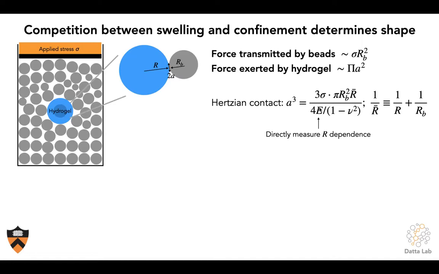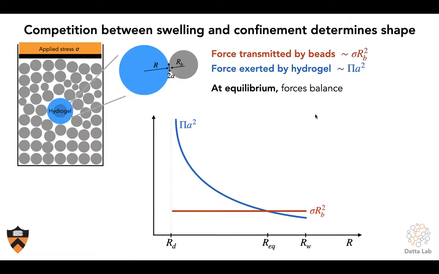Long story short, as the hydrogel swells, it's pushing on the matrix surrounding it. The matrix pushes back on it. And at equilibrium, these forces must balance, and that determines how much the hydrogel swells by in this granular packing. And so as the hydrogel swells, this force goes down, this force is constant, and now you reach a new equilibrium where the swelling of the hydrogel is hindered because of the forces exerted by the surrounding matrix. And we can solve for this.